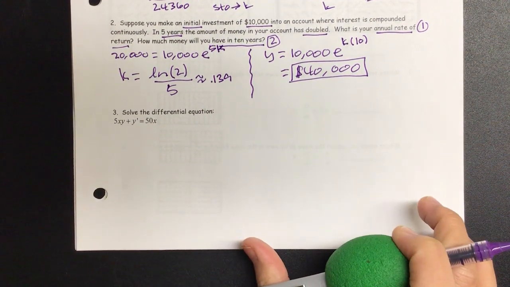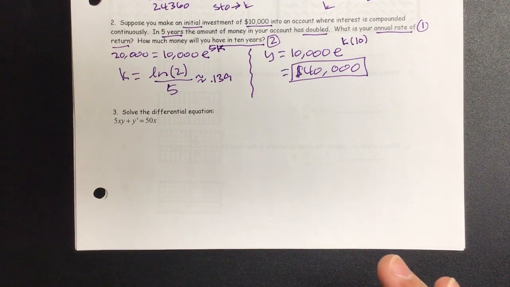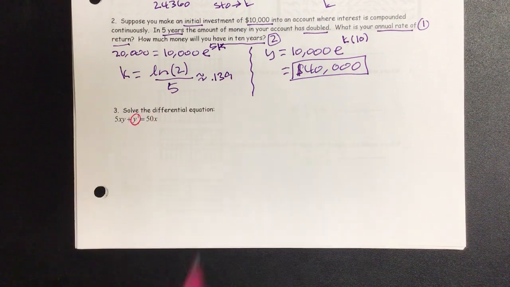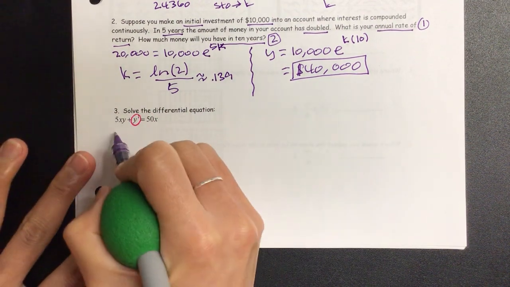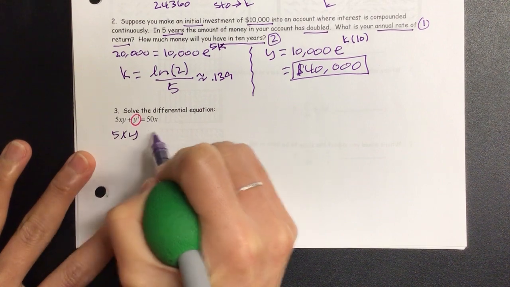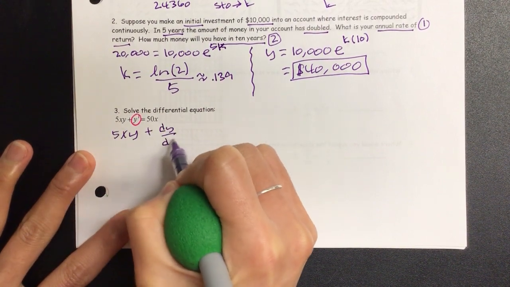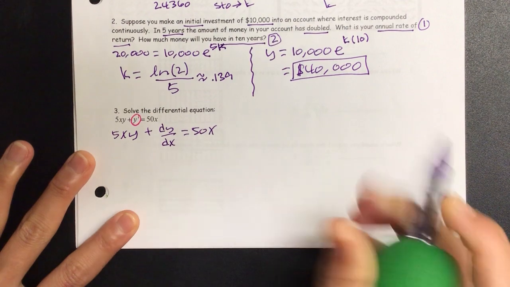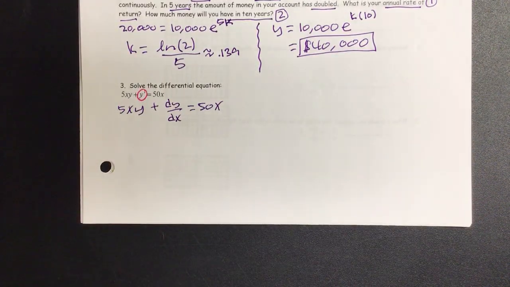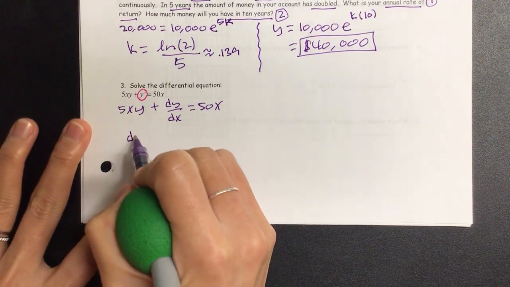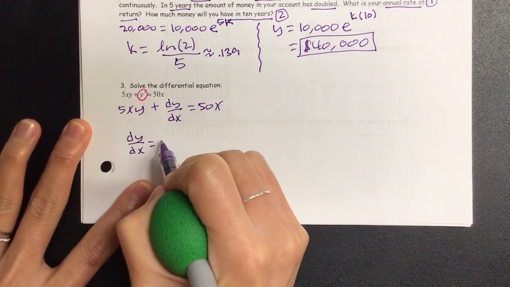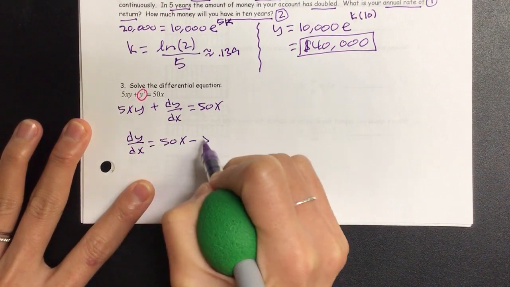Okay, let's go on to number 3 and let's do more practice with e to the power of whatever. When we are solving a differential equation, the first thing that you should do is rewrite the y prime as dy over dx. So we have 5xy plus dy over dx is equal to 50x. This is more like algebra practice. Since I need to make dy over dx by itself, let's move the 5xy. So dy over dx is equal to 50x minus 5xy.